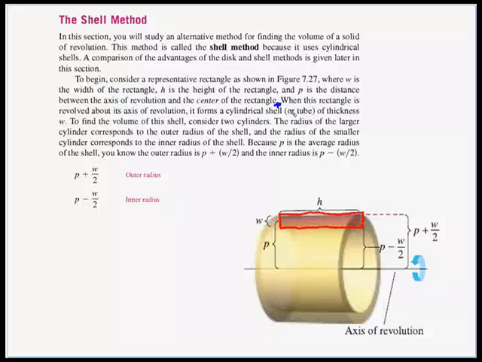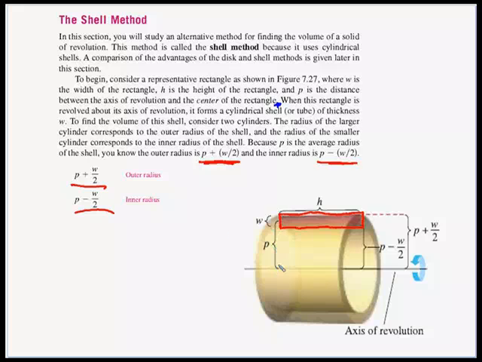So let's see here. When this rectangle is revolved about the axis of revolution, it forms a cylindrical shell or tube of thickness W. To find the volume of the shell, consider two cylinders. The radius of the larger cylinder corresponds to the outer radius of the shell, and the radius of the smaller cylinder corresponds to the inner radius. Because P is the average radius of the shell, you know the outer radius will be P plus half W, and the inner radius will be P minus half W. So there we have an outer and an inner radius.